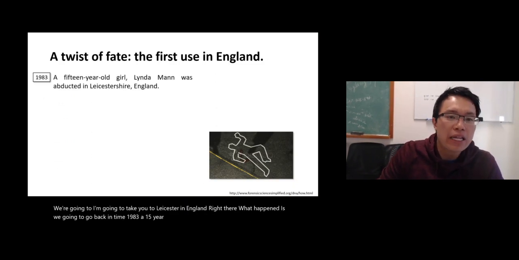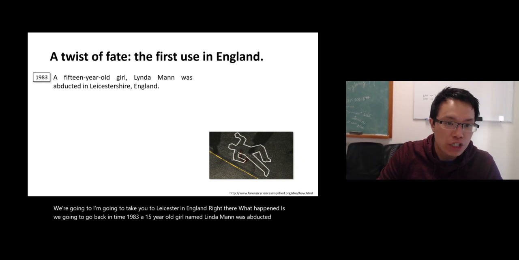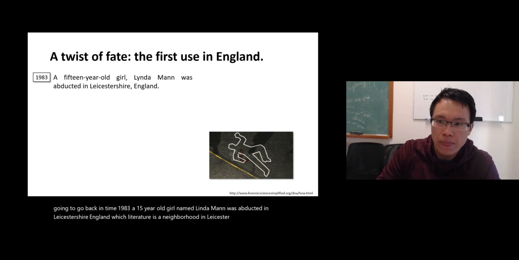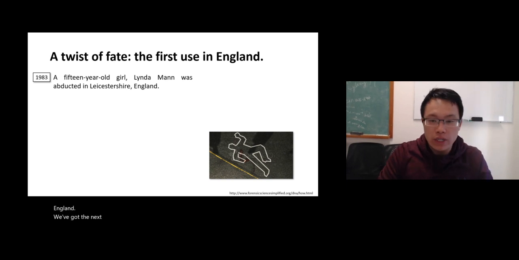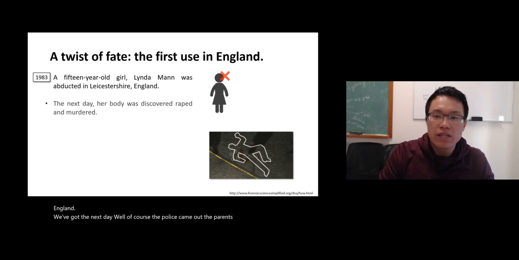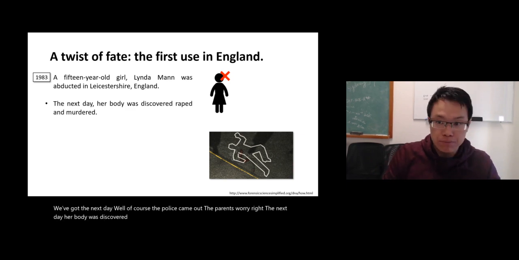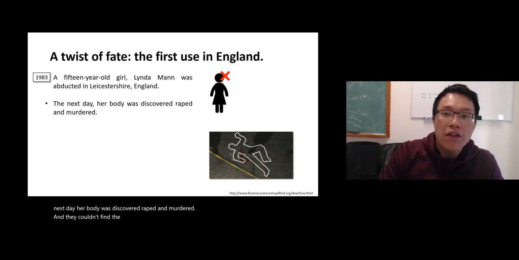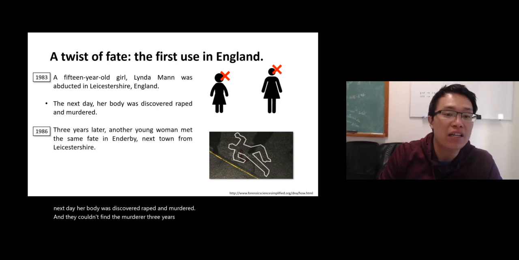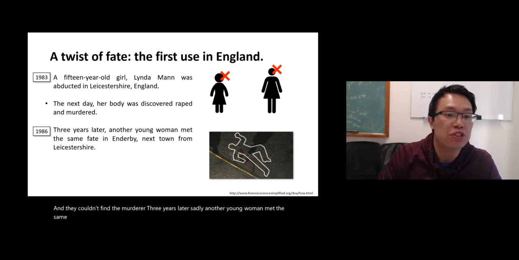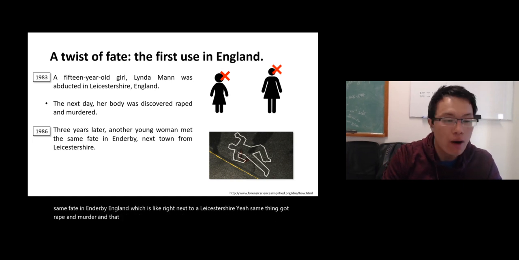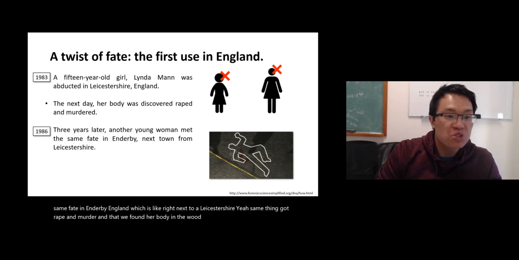A 15-year-old girl named Linda Mann was abducted in Leicestershire, England, a neighborhood in Leicester. The next day, of course, the police came out and the parents were worried. Her body was discovered, raped and murdered, and they couldn't find the murderer. Three years later, sadly, another young woman met the same fate in Enderby, England, right next to Leicestershire. Same thing, she was raped and murdered, and her body was found in the woods. They couldn't find anyone.